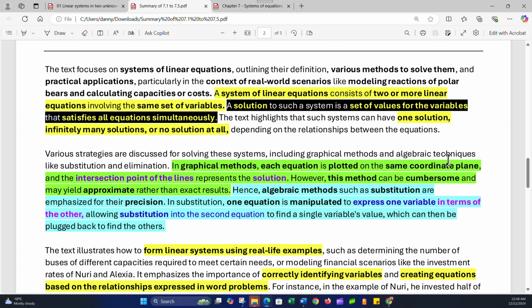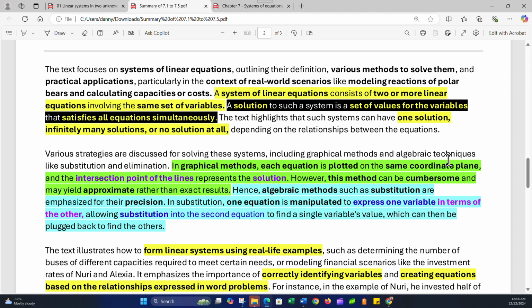The text focuses on systems of linear equations, outlining their definition, various methods to solve them, and practical applications, particularly in the context of real-world scenarios like modeling reactions of polar bears and calculating capacities or cost. That's when we took the real-world scenarios, like we needed to figure out the parameter of a flag, or the dimension of a piece of plywood, or the profits got from returning a certain amount of bottles and cans based on the deposits that we would get back, the refunds rather. So that's what that is.